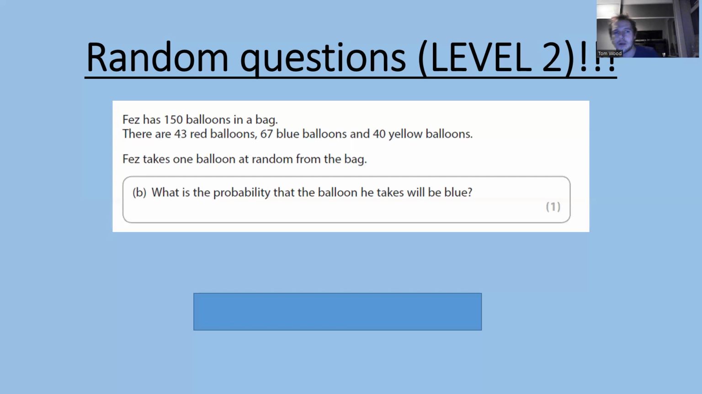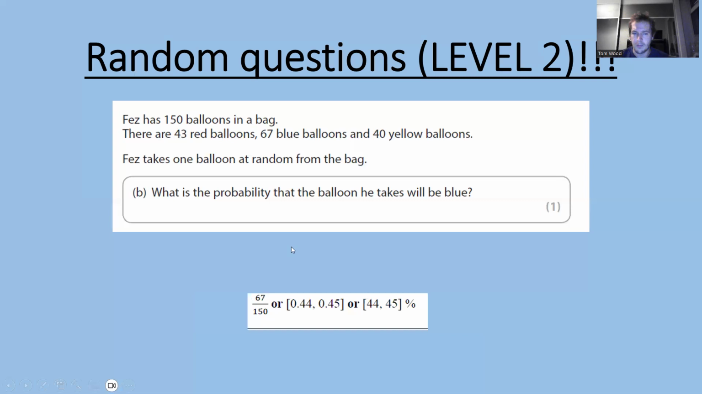If we look at this one, though, what we should see is, well, you can imagine drawing out a tree to this. There's 150 at the beginning, and we've got red, blue, and yellow: 43, 67, 40. All of them are out of 150, the chances. And what we're going to find here is that 67 of these balloons are blue. So if I'm just picking one at random, I've got 150 options. 67 will get me a blue balloon.